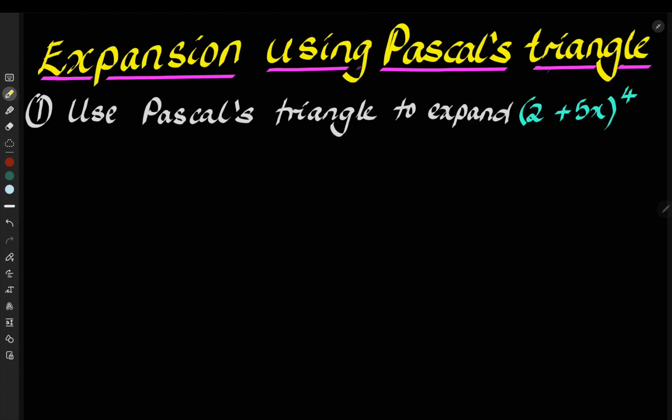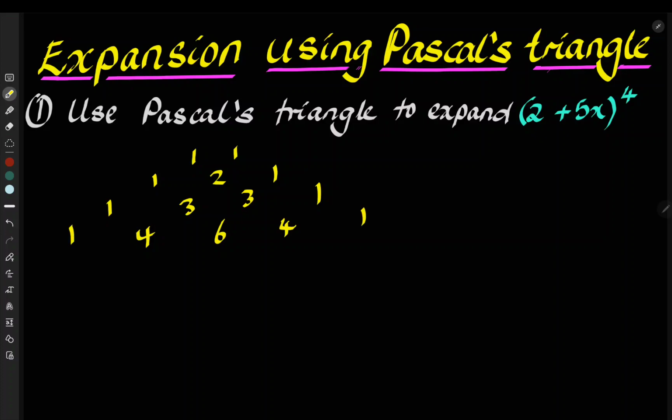Now, in this example, we are asked to use Pascal's triangle to expand (2 + 5x)^4. To do that, remember what we need. We need first our coefficients. To get the coefficients, we start off with 1, 1. So we go here 1, 2, 1, then 1, 3, 3, 1, then 1, 4, 6, 4, 1.